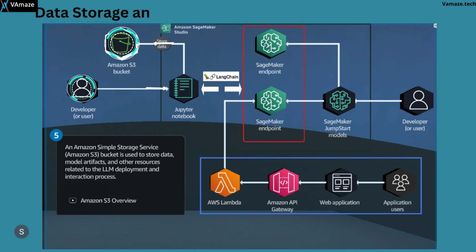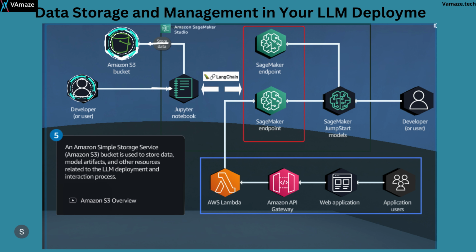This slide focuses on the data storage and management of your LLM deployment. An Amazon Simple Storage Service (S3) bucket is a crucial component of your LLM deployment. It serves as a centralized repository for storing data, model artifacts, and other resources related to the LLM deployment and interaction process. Developers or users can upload the data, models, and other necessary files to the S3 bucket for easy access and management. This ensures that all the required resources are readily available for the LLM to process and interact with.